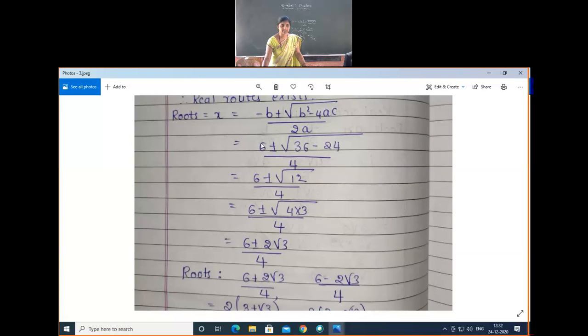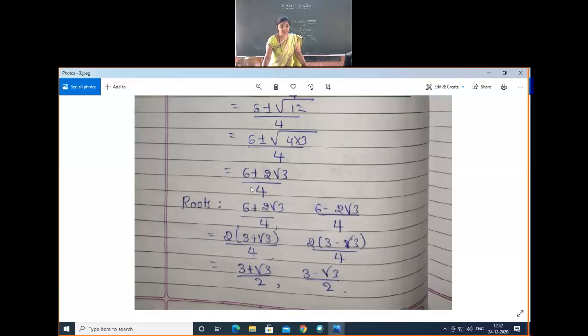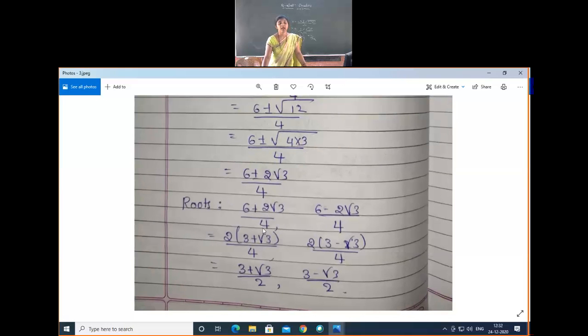Minus into minus plus 6, plus or minus 6 square is 36. Minus 4 into a into c is 24, divided by 4. 6 plus or minus root 12 divided by 4. Then 6 plus or minus root 12, we can take it in the form of 4 threes are 12. Then you can take root 4 outside, that is 2 root 3. 6 plus or minus 2 root 3 divided by 4. Then the roots are 6 plus 2 root 3 divided by 4 and 6 minus 2 root 3 divided by 4.